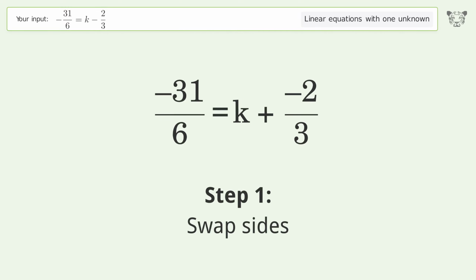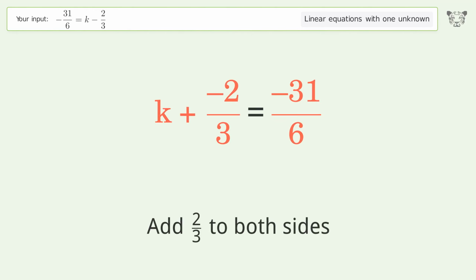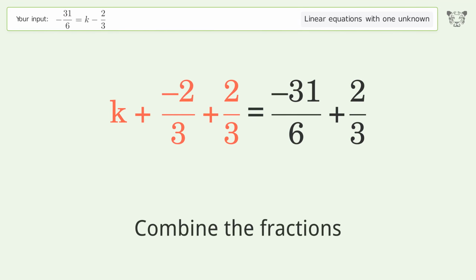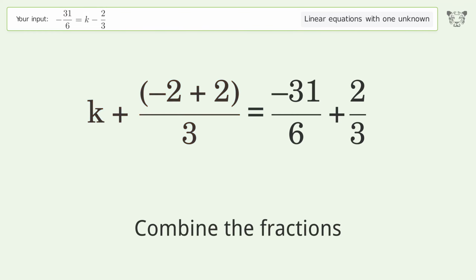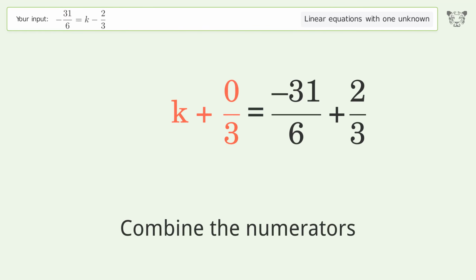Swap sides. Group all constants on the right side of the equation. Add 2/3 to both sides. Combine the fractions. Combine the numerators. Reduce the zero numerator.